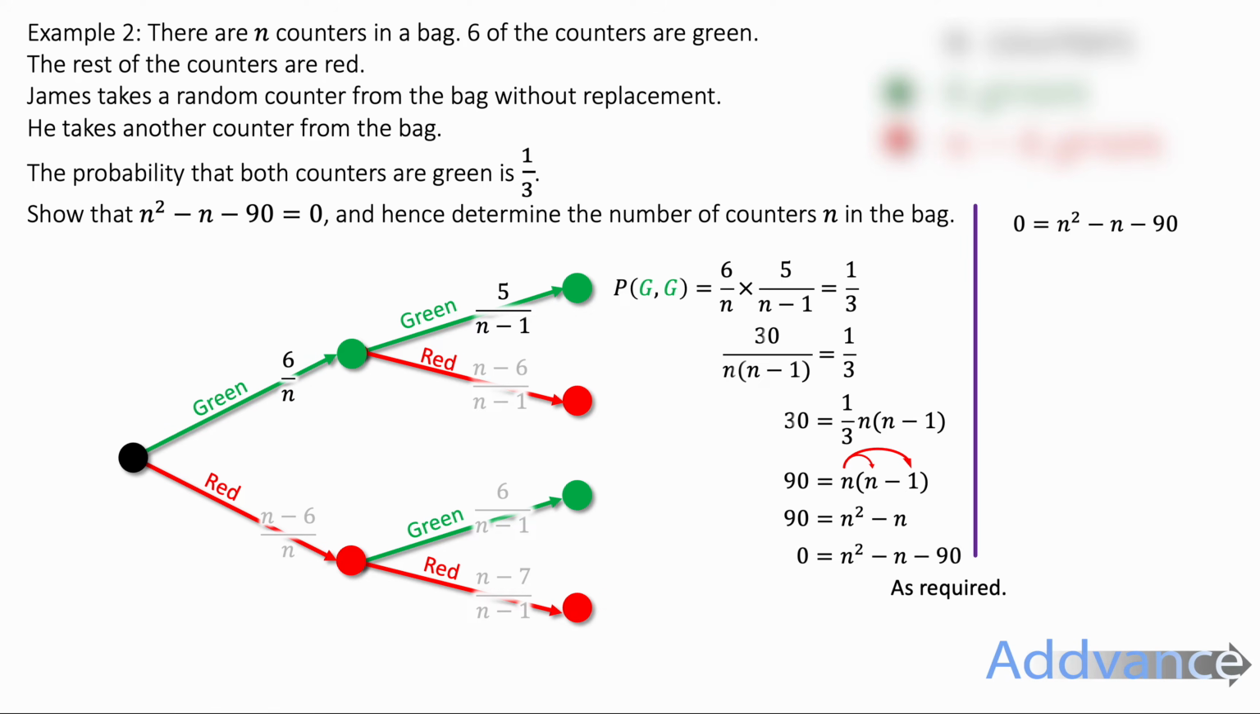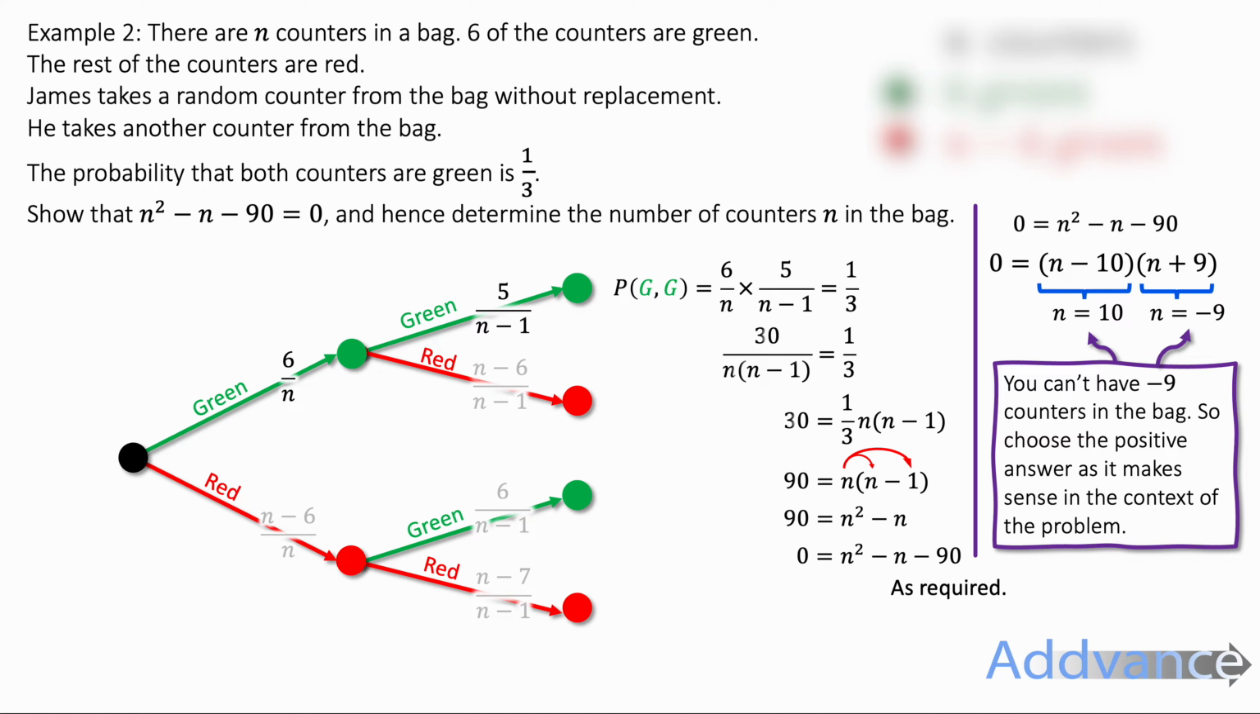Okay, so we need to solve that quadratic, and we're going to factorize this one to solve it. You could also use the quadratic equation, but this one's a nice simple one to factorize. It becomes n minus 10 times n plus 9, which gives us that to make 0, either n is 10 or n is minus 9.